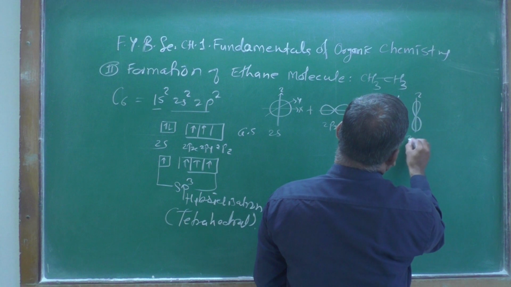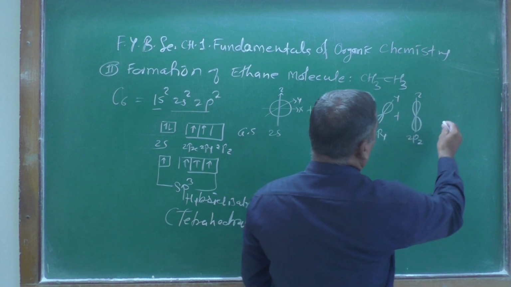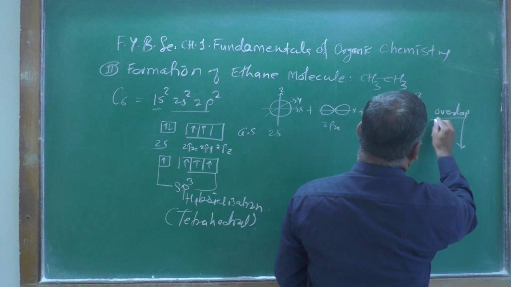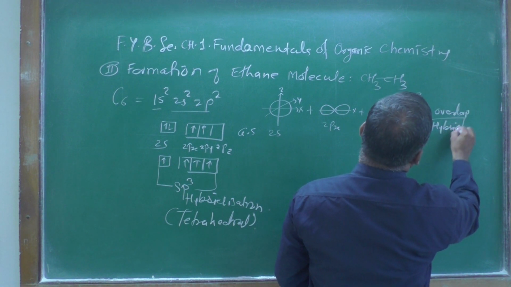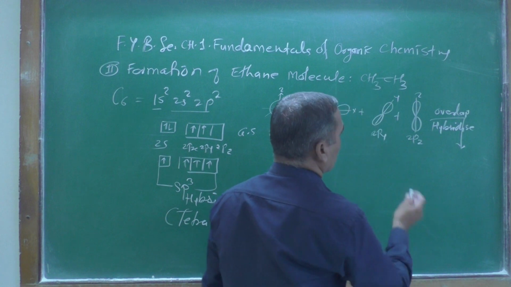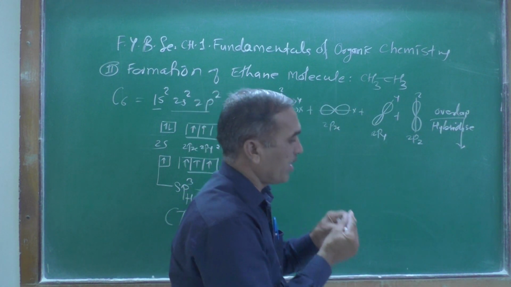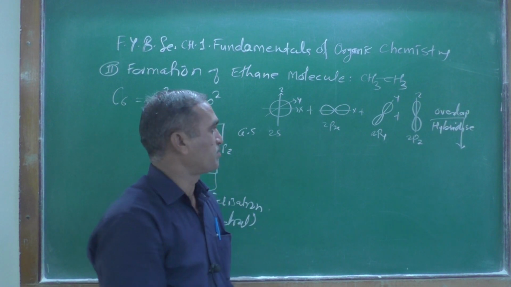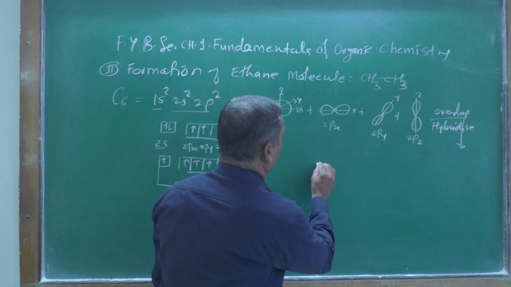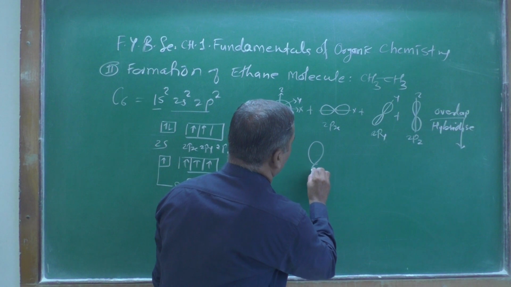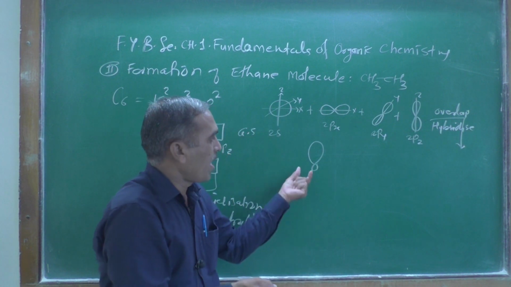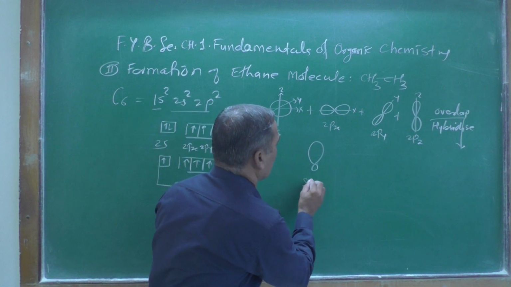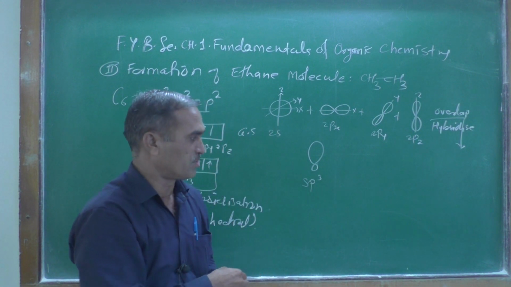So the 2s, 2px, 2py and 2pz orbitals, when they hybridize, what do we get? When the hybridization takes place, looking at only one sp3 orbital, one lobe is larger and one lobe becomes smaller. So this we can call sp3 hybridization.